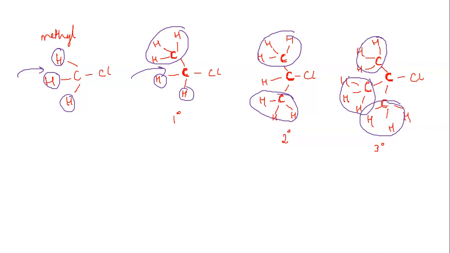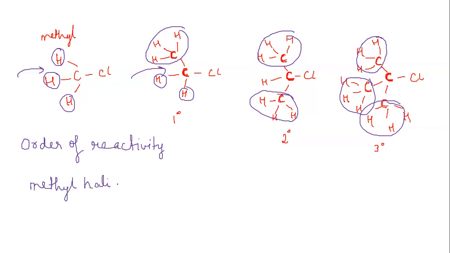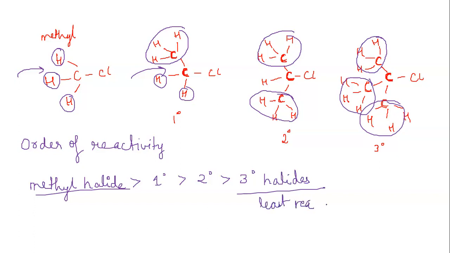So can we write the order of reactivity for SN2? It will be methyl halide first, because it has the least steric hindrance and least crowding. Then primary, then secondary, then tertiary. Remember that methyl halides react rapidly in SN2 reactions because only 3 hydrogen atoms are present, which are smaller in size. Tertiary halides are the least reactive and methyl halides are the most reactive.